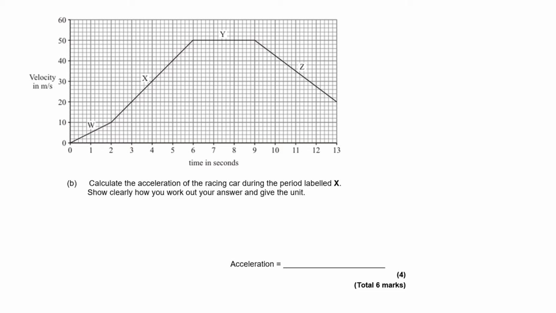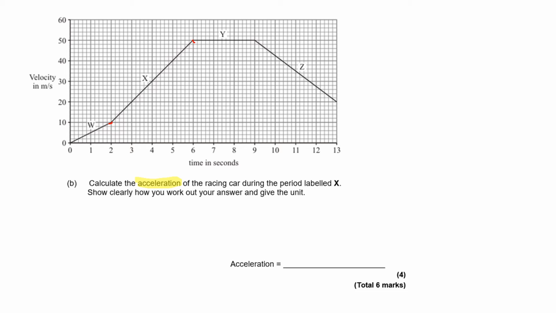Okay, in this question we're asked to calculate acceleration. And remember that on a velocity time graph, acceleration is going to be the gradient. We're looking at period X, so we're going from here to here. Now there are 2 ways you can answer this question, both of which would be correct.